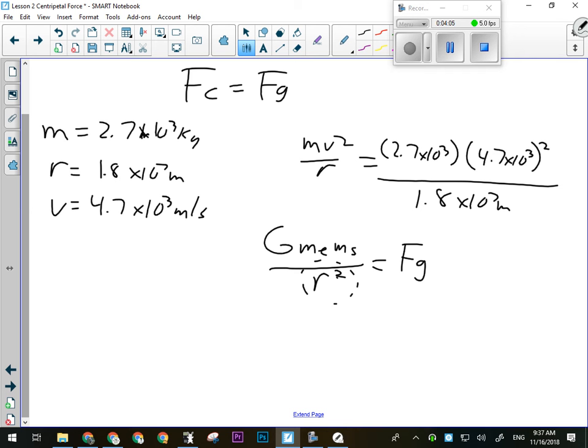Everybody follow me there? So that's why it doesn't come out to that number. It's a good observation. It doesn't come out to that number because the further away we get, the less gravitational attraction there will be. Everybody all right with that?